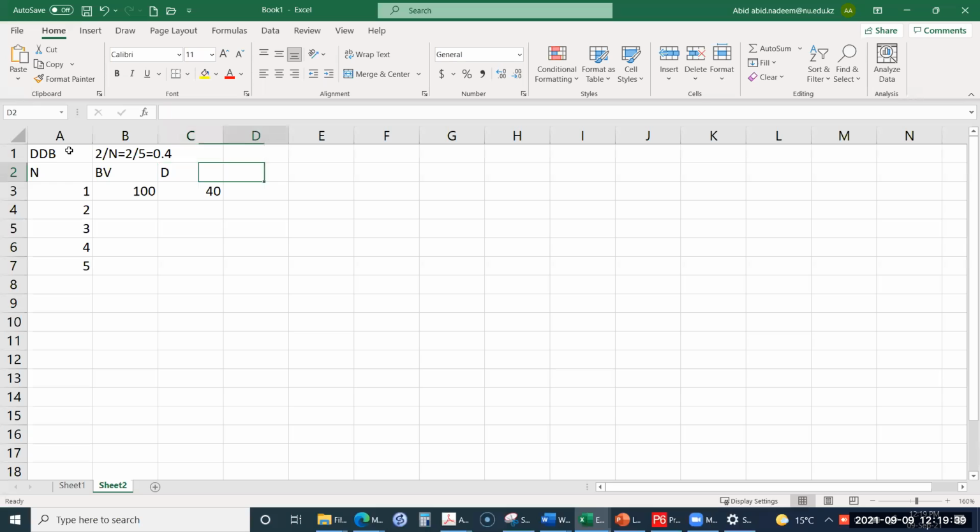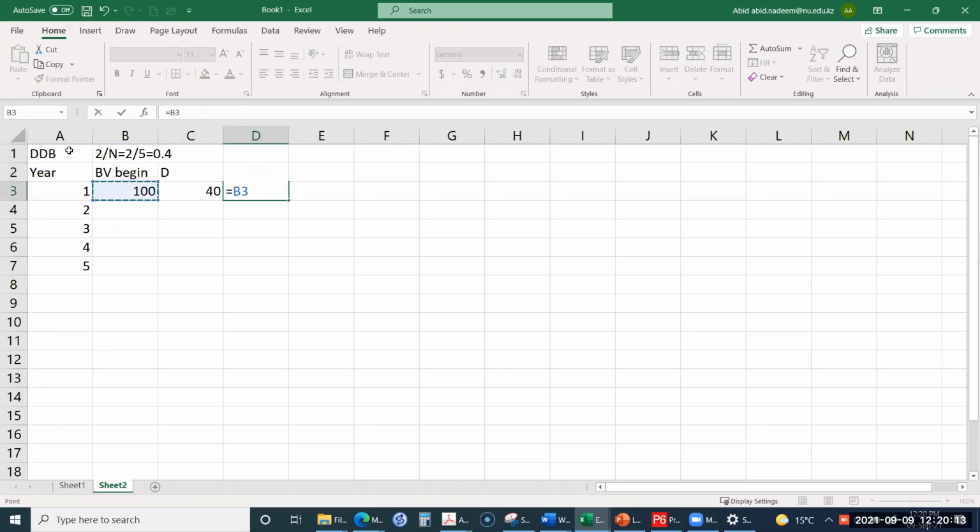Okay. And this is the book value at the beginning, and the book value at the end of the year. So this is the year. Book value at the beginning of the year is 100. Depreciation is 40. Book value at the end of the year will be the book value at the beginning of the year minus the depreciation. So the book value at the end of the year will be 60.